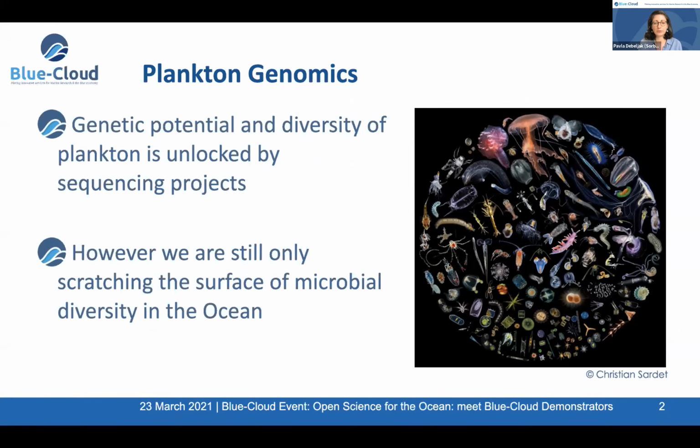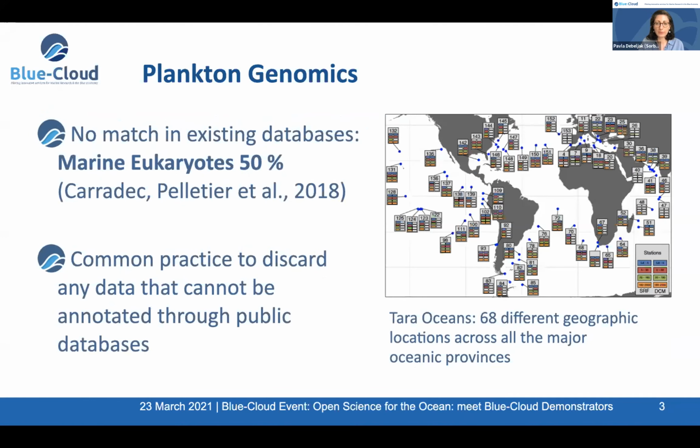However, we are still only scratching the surface of this diversity in the ocean. Recent data from the Tara Oceans expedition, which took place 2009 to 2012, actually showed that for marine eukaryotes, this includes phytoplankton and zooplankton, about 50% of these sequences cannot be matched to any existing database.